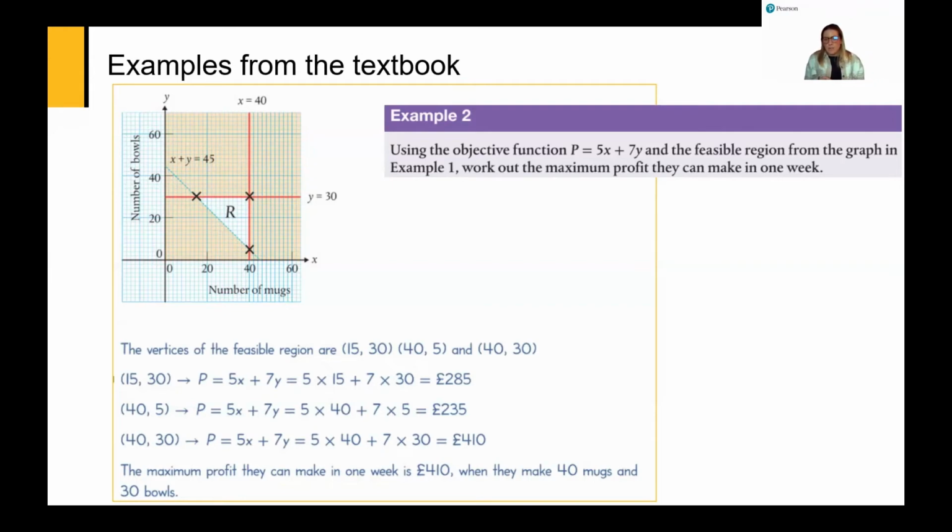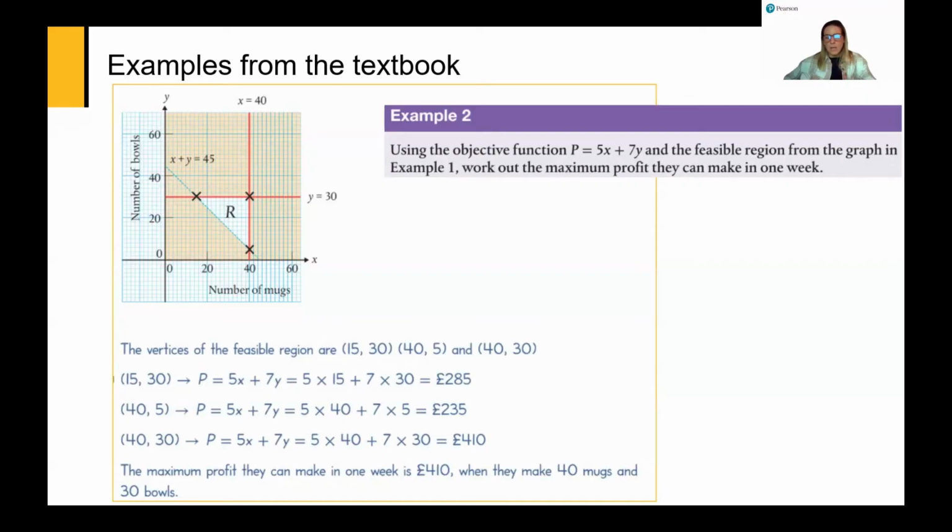So using the objective function P equals 5x plus 7y and the feasible region from the previous graph, they need to work out the maximum profit that they can make in a week. And so, identifying those critical points. So the vertices of the feasible region are (15, 30), (15, 45) and (40, 30). So you can identify those by the x's on the graph, and then it's a substitution into the objective function given in the example.